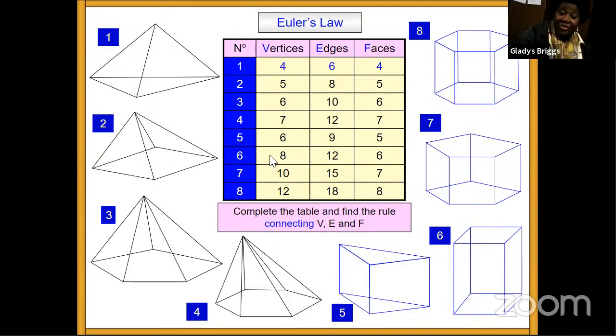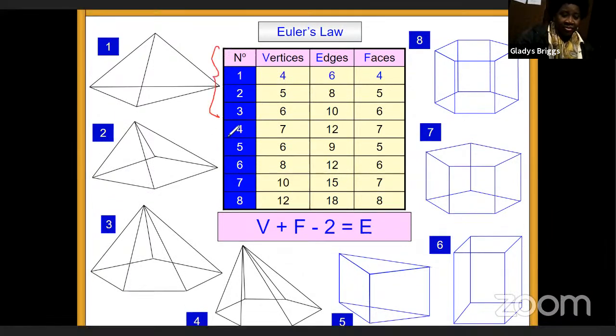So let's find the connection between the 3 things. The edge is equal to the vertex plus the face minus 2. So write down a couple of those from the table, maybe 1 to 3 or 1 to 4, however many you can write, and then write down the formula. So that's the relationship between the faces, the vertices, and the edges.